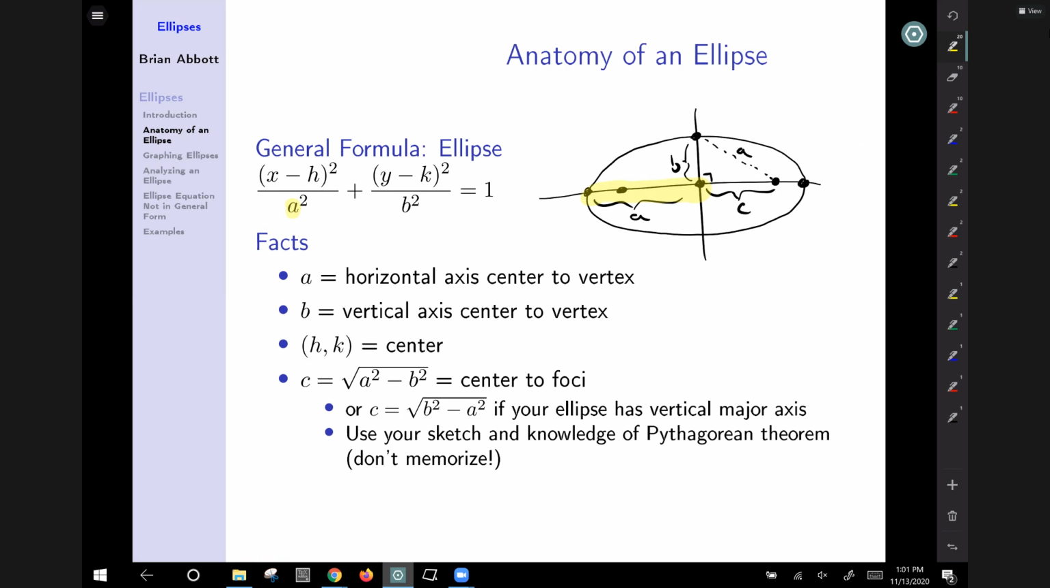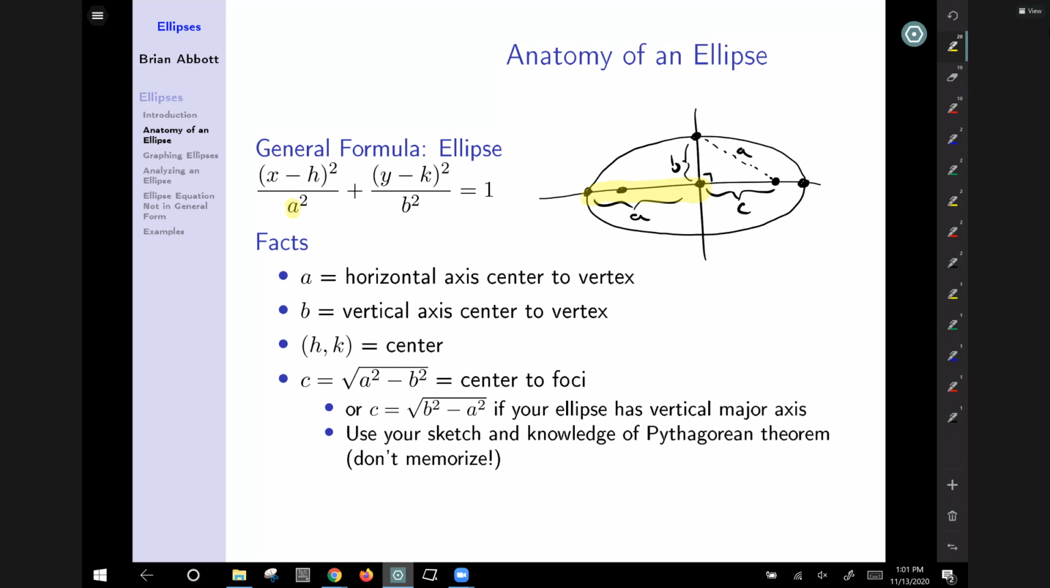Now, here's a new quantity, this number c. C is the distance from the center to the foci, and it's the same on either side. I don't have it in there because I don't want to clutter it up, but sure enough, c is the same on either side. Should you memorize this? I don't think so. If you label everything like that, you should always be able to draw a right triangle and use the Pythagorean theorem to calculate c or any of the missing values, depending on what you're provided in the problem.